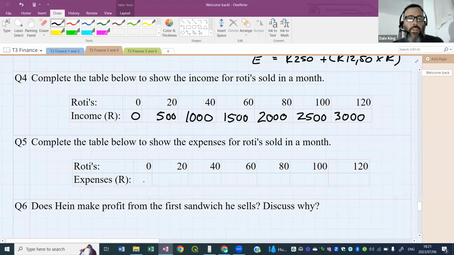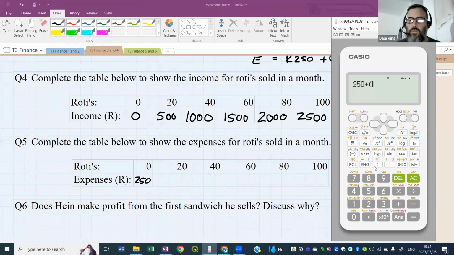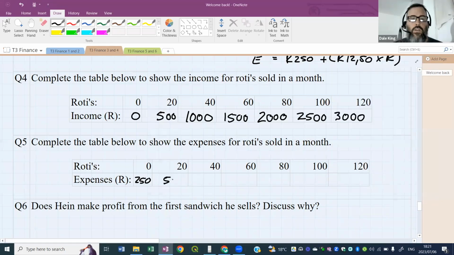Yes, sir. All right, 0 is 250. I know that. What is it for 20? It is 500. Very good. So what Bianca is doing is she's typing 250 plus 1250 times 20. And then she's going to change that 20 to whatever value she needs. Excellent. All right. So it's 500. Good. Next one. It is 750.